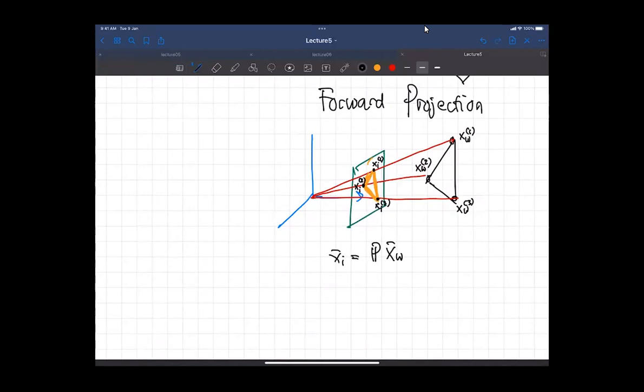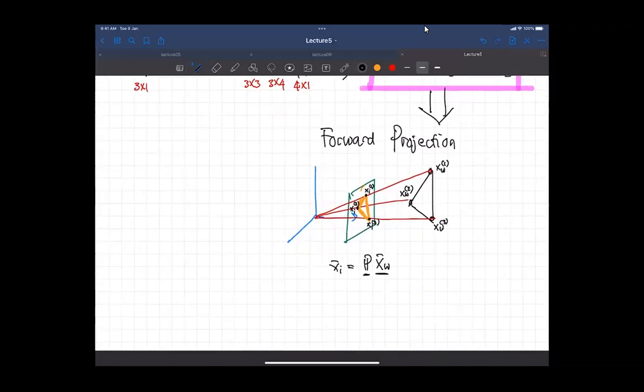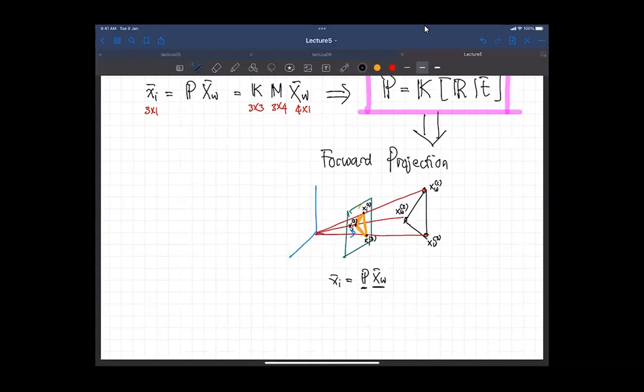Okay. If you know P and XW, then you will know the location in your image even before you take the picture. Any questions here for forward projection? So if we can have a forward projection with this operation, then how about backward projection?